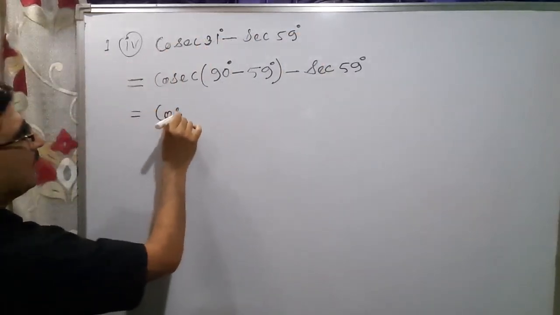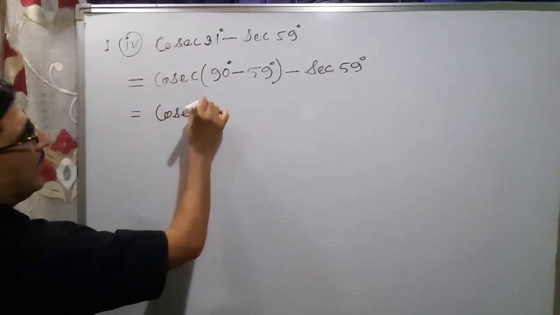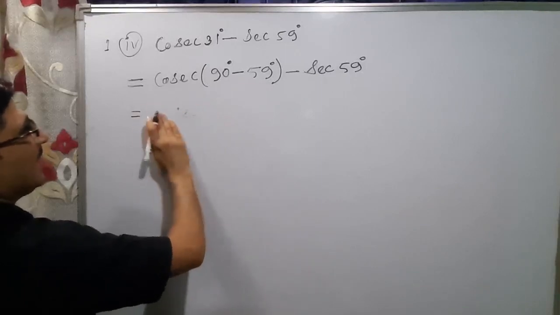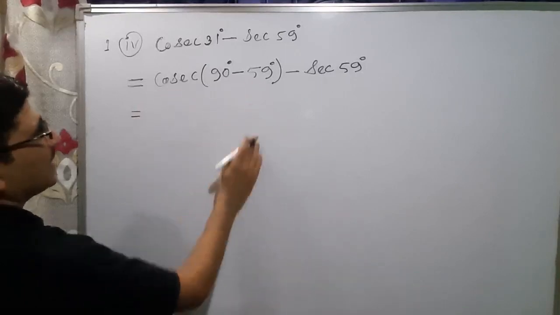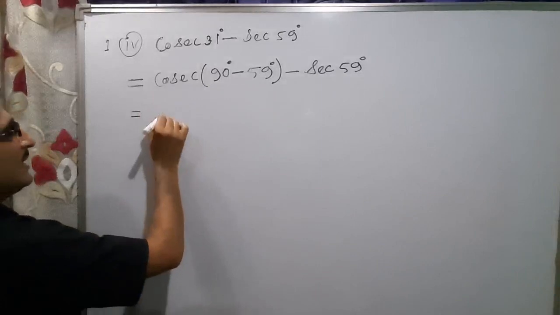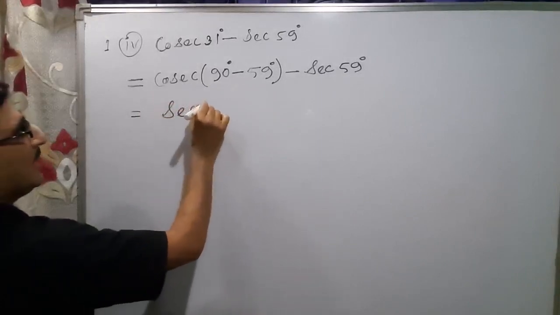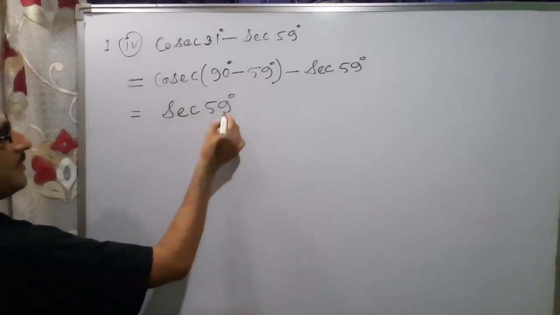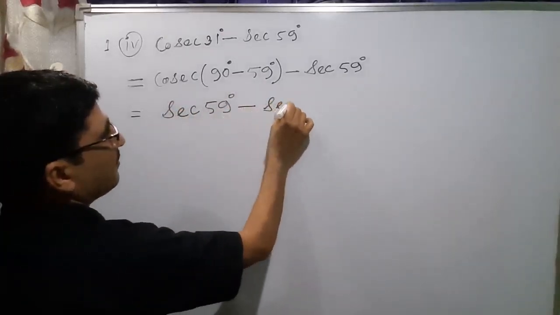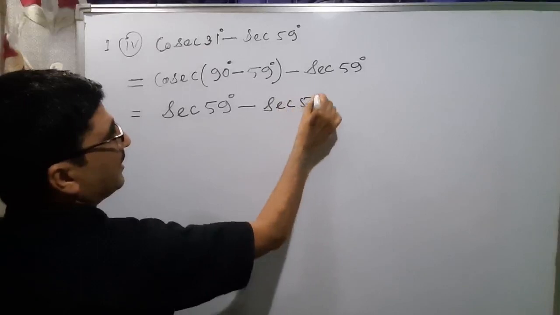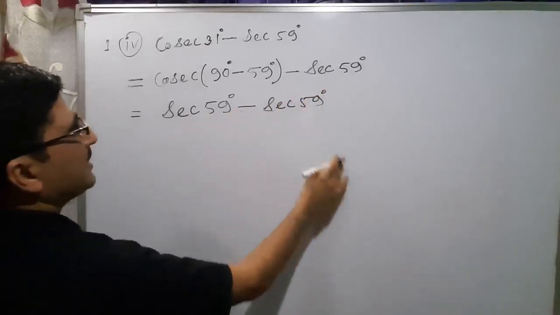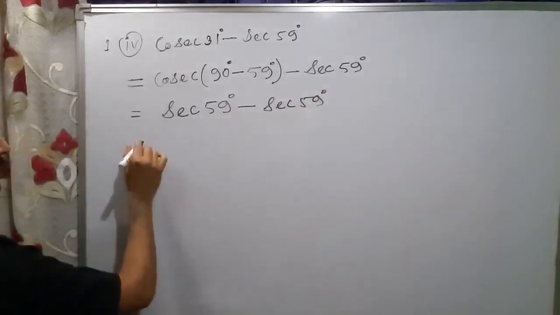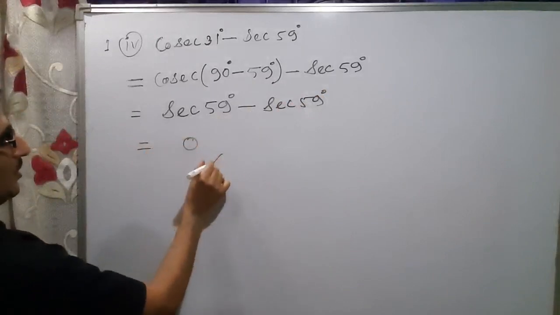Now check here, cosec of 90 minus theta. Go to the relation: cosec 90 minus theta is sec of theta. So sec theta is sec 59 degree. Sec 59 degree minus sec 59 degree. A minus a equals 0. So it is 0. So it is your answer.